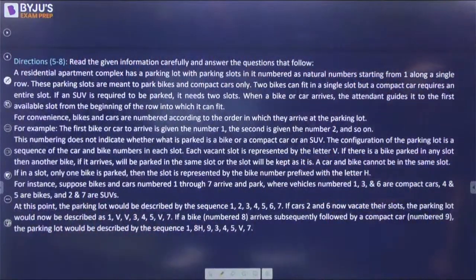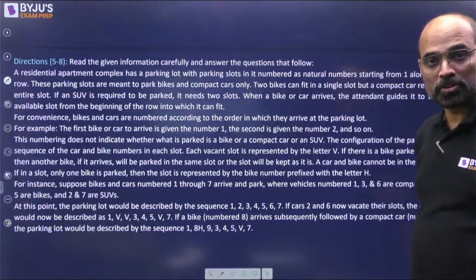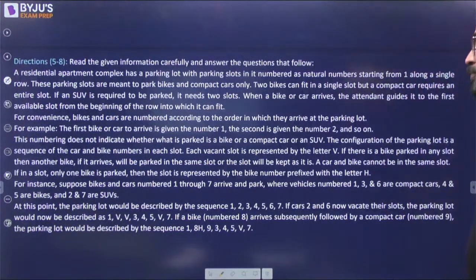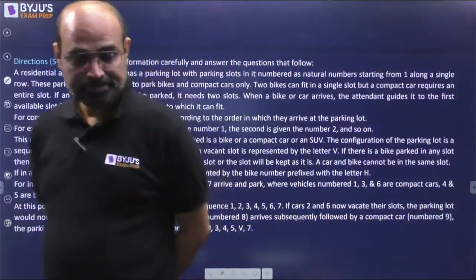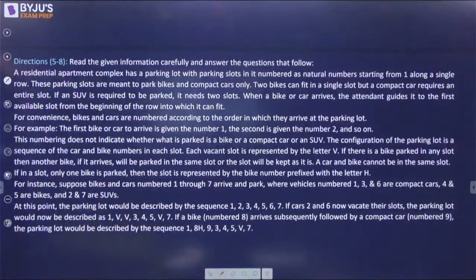Next set. A residential apartment complex has a parking lot with parking slots in it numbered as natural numbers starting from 1 along a single row. These parking slots are meant to park bikes and compact cars only. 2 bikes can fit in a single slot, but a compact car requires an entire slot. If an SUV is required to be parked, it needs 2 slots. When a bike or car arrives, the attendant guides it to the first available slot from the beginning of the row into which it can fit. So a standard parking sequence, right? How many parking slots are there? It's not given.